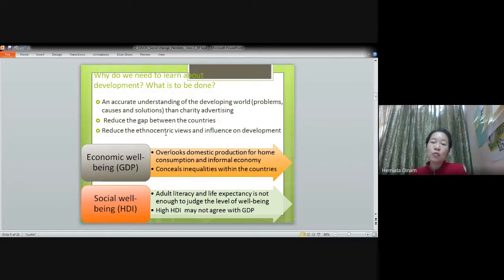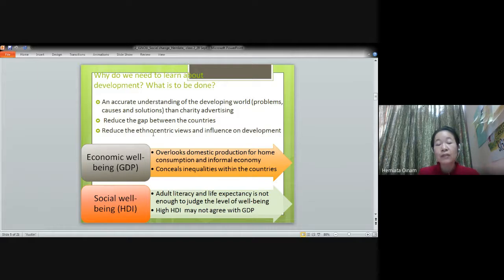Likewise, when you try to make certain interpretations based on your own experience, your own understanding, belief systems, and norms, then that is your own point and perception. That is what we call the ethnocentric point of view. So in order to reduce such ethnocentric, country-based, community-based, society-based views, we should try to understand and engage more with development. And for that, what is supposed to be done?